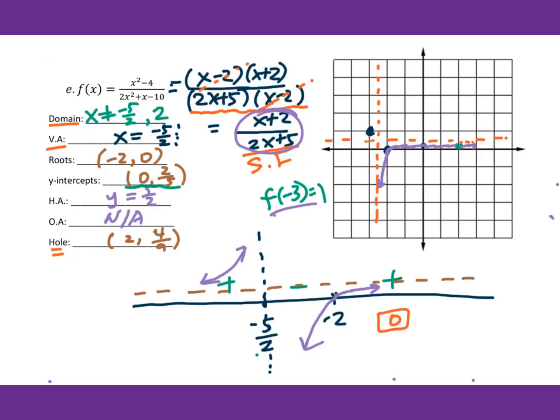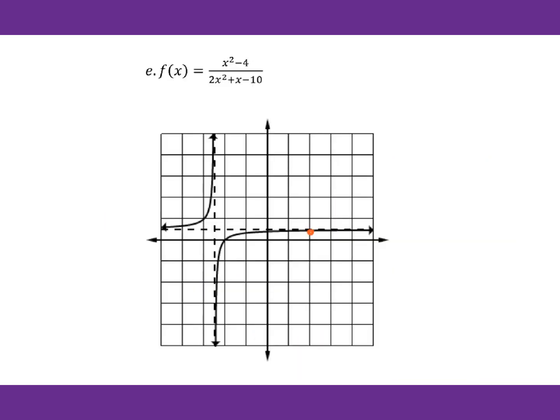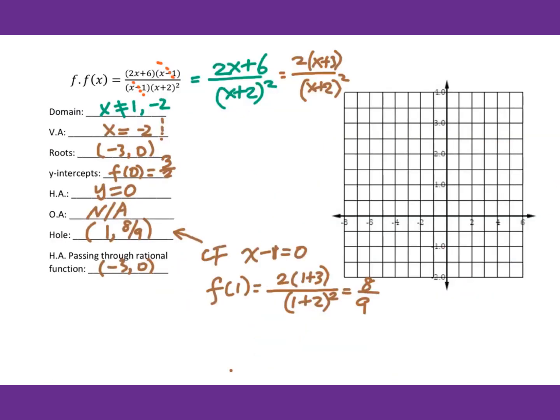I use f of negative 3, 1 to decide this graph. This is a real graph for E. We have a hole at x equals 2.